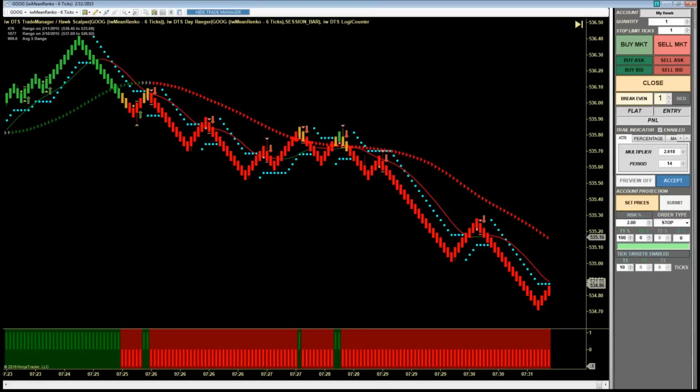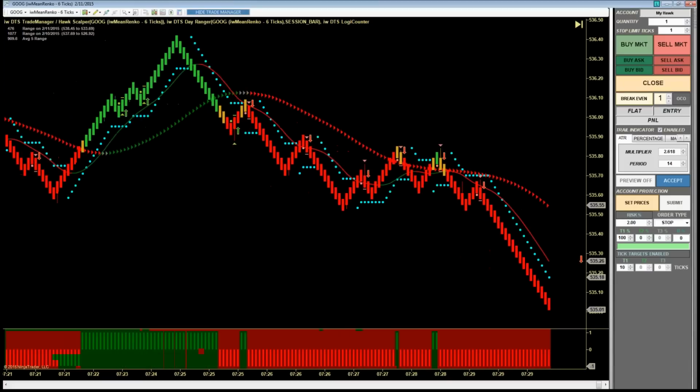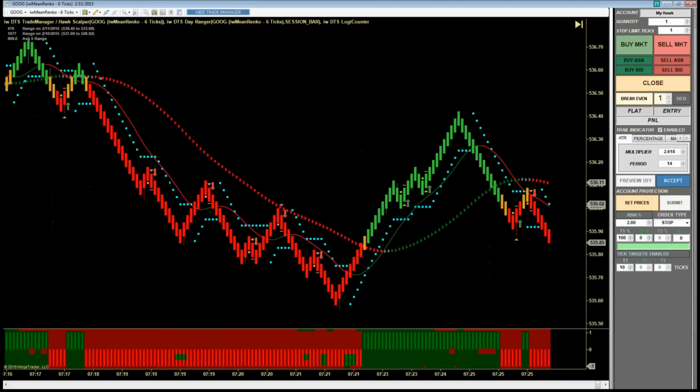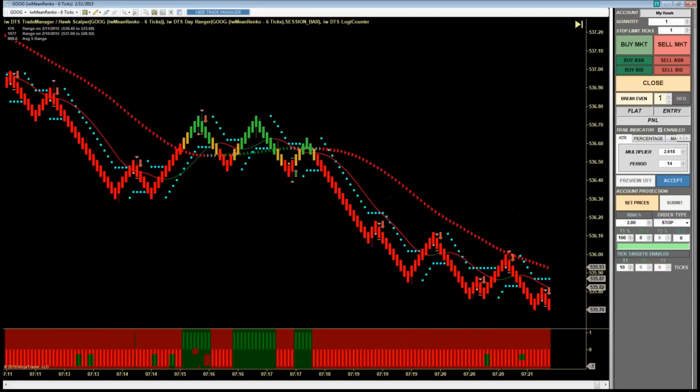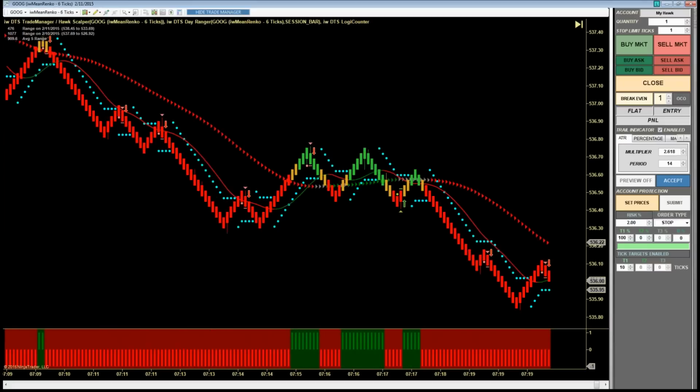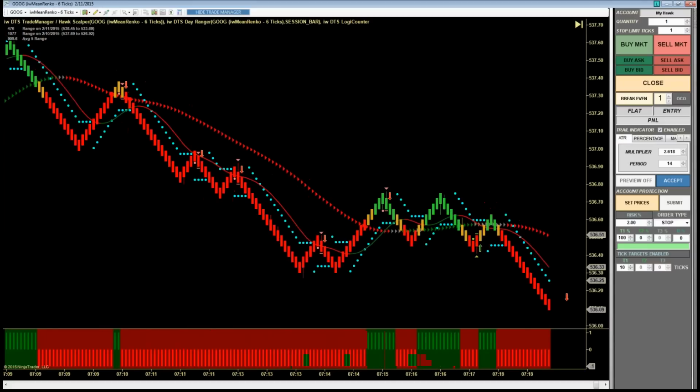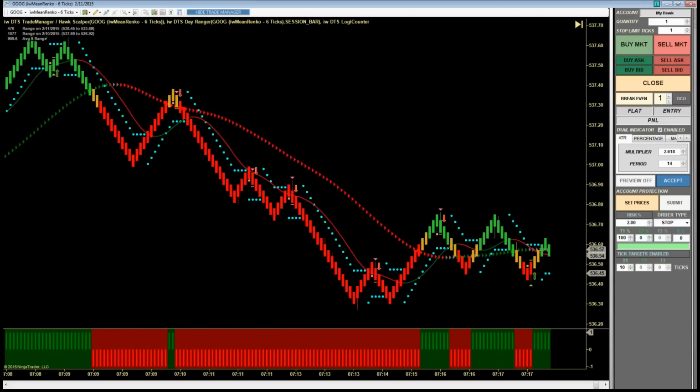But the signals stay the same. Here's the first micro-macro cross to the downside. Very nice progression out of that. Here's a macro pullback signal, and remember it's characterized by the micro trend line changing color. But I think 6 ticks is too small for Google. I would have to do a little bit of testing here.